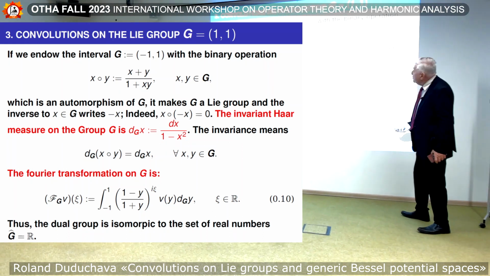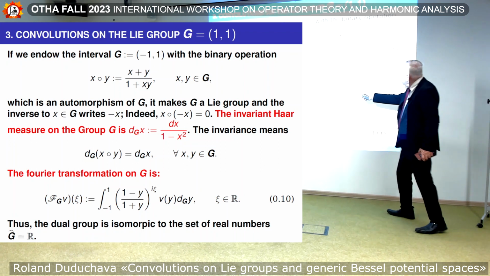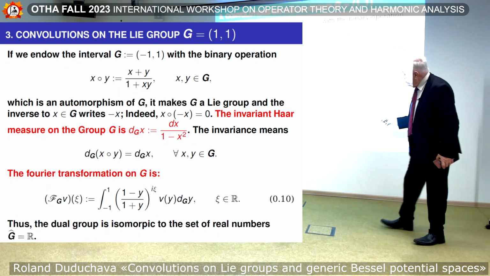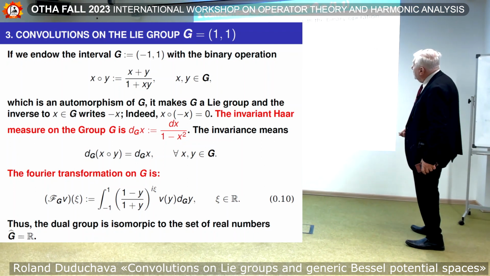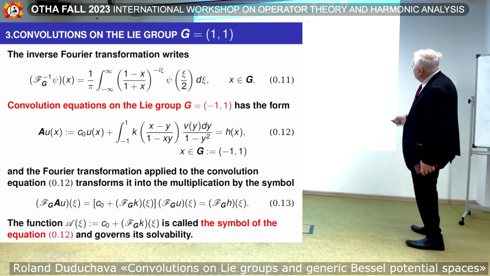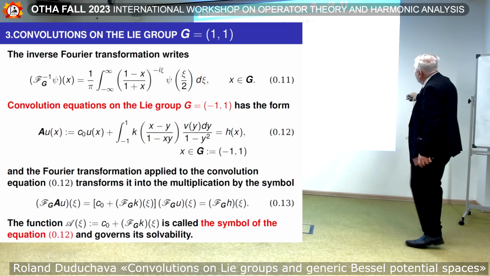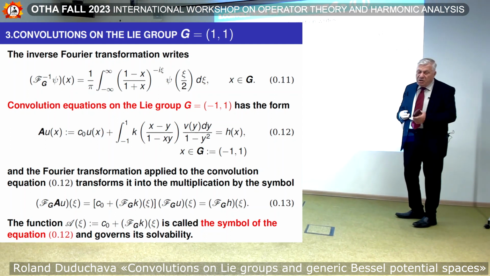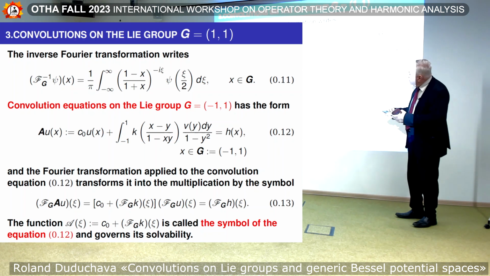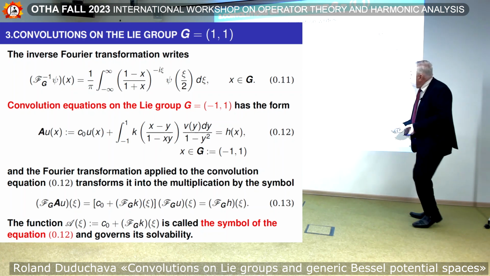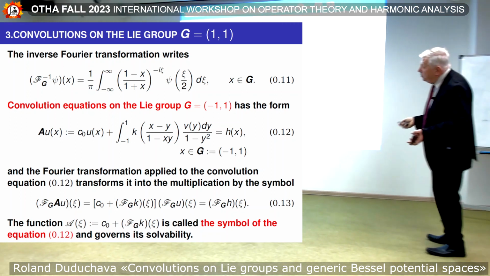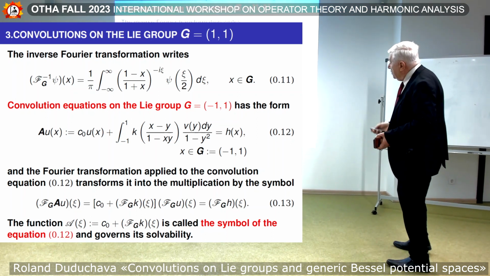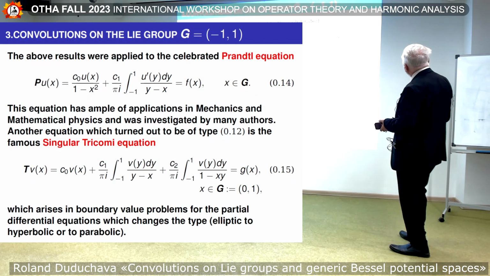And here is the Haar measure. This is the Haar measure in this case. And the inverse Fourier transform looks this way. Here is the inverse Fourier transform, and here is the convolution equation. This is the convolution equation on the interval -1, 1. The Fourier transform gives the multiplication operator. And here you have the full theory now. Well, you can define the symbol.